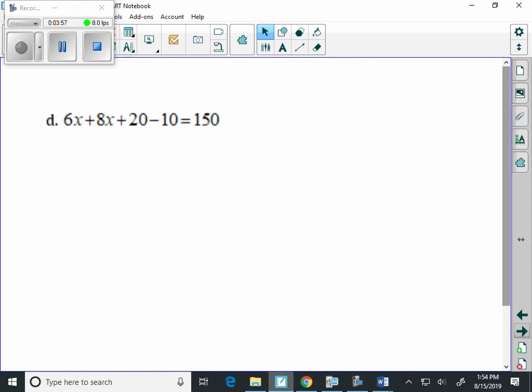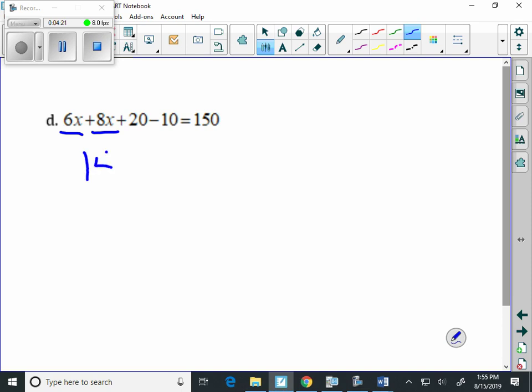Letter D. We have more than one x term on the left side of the equation. So what we have to do in this particular case is combine like terms. We're going to start with the 6x and the 8x. Those are like terms. They both have an x in them. 6x plus 8x is 14x. It isn't the only set of like terms over here on the left side of the equal sign. We have 20 minus 10, which is also a set of like terms. And 20 minus 10 is 10. And that still equals 150.